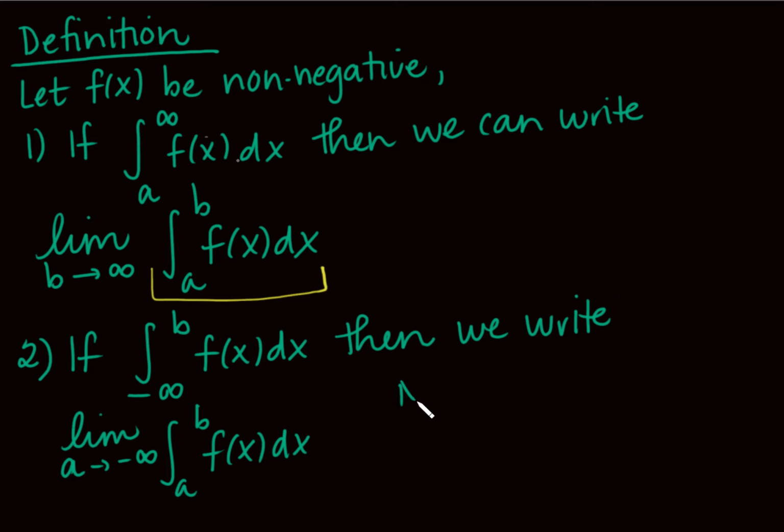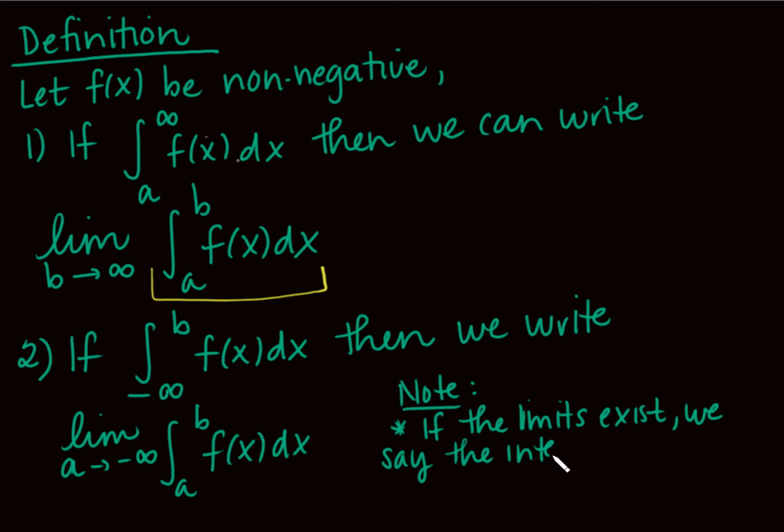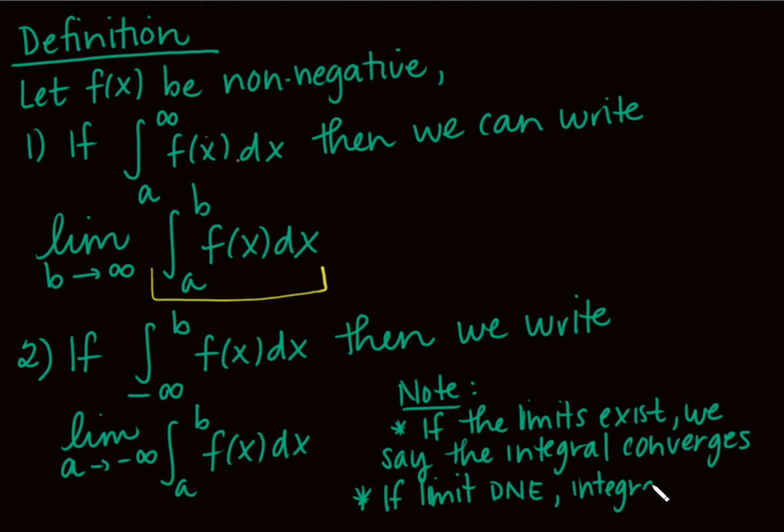Okay, now I have a quick note for you here. So first note, if the limits exist, the limits are not always going to exist, we say the integral converges or is convergent. So there's some new vocabulary for you. Have fun with that. If the limit does not exist, I'm running out of room, so I'm going to be a little lazy. Limit does not exist, DNE, does not exist. We say the integral diverges or is divergent.